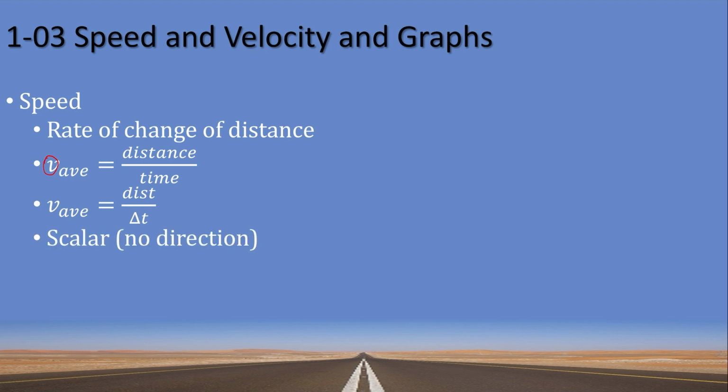Speed is a scalar, which means there's no direction, just a size. That's because distance is also a scalar. Because distance is a scalar, the speed is a scalar.